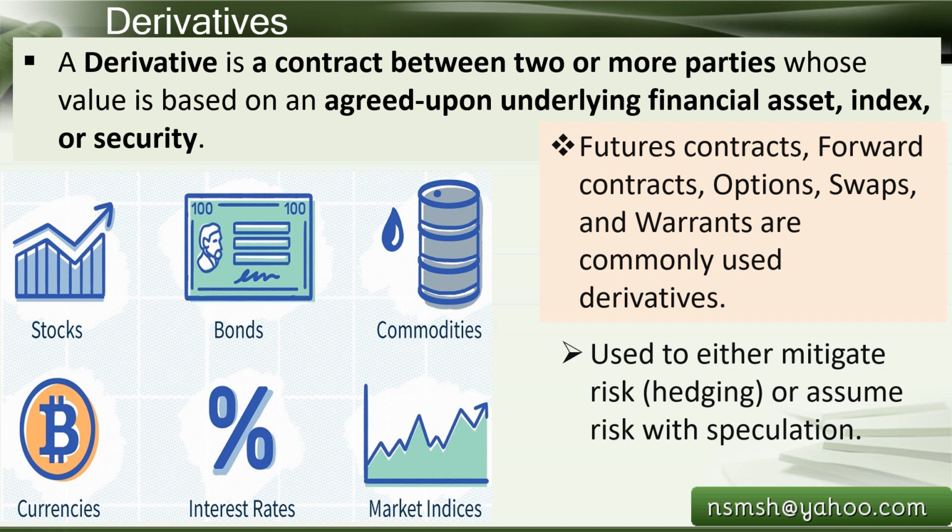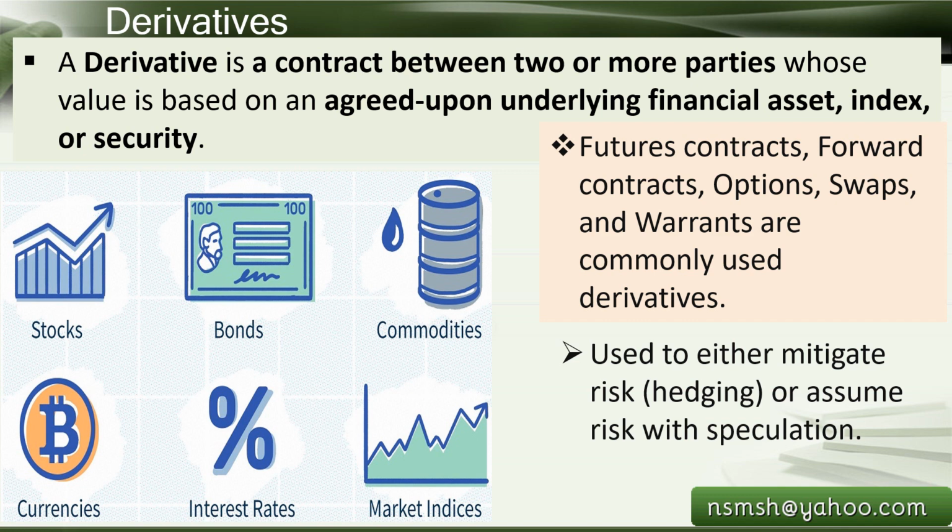So what are derivatives? A derivative is a contract between two or more parties whose value is based on an agreed upon underlying financial asset. It can be a financial asset, or it can be based on an index or on a security. So we have stocks, bonds, commodities, currencies, interest rates, and market indices. Based on that, we can have a derivative. These are the underlying things. Futures contracts, forward contracts, options, swaps, and warrants are commonly used derivatives that we will be studying in detail.